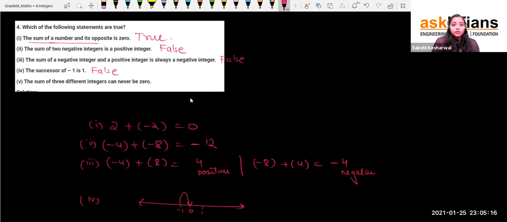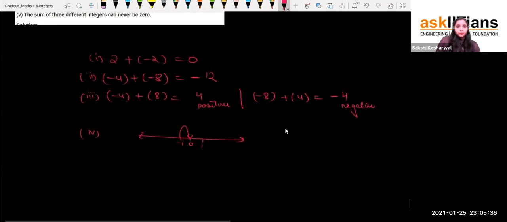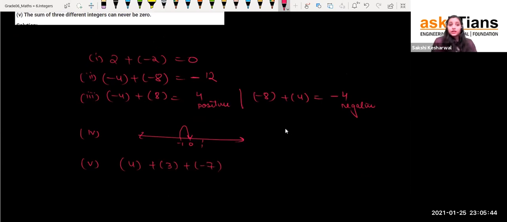The sum of 3 different integers can never be 0. If you take the sum of 3 different integers, it can be 0. Let us suppose I say 4 plus 3 plus -7. These are 3 different integers and you're adding them up. 4 plus 3 will be 7, minus 7 will be 0. So it's false.